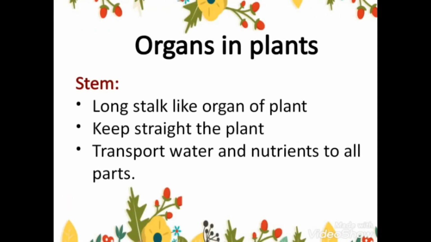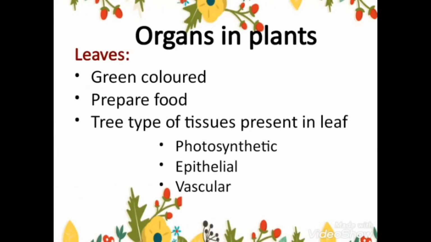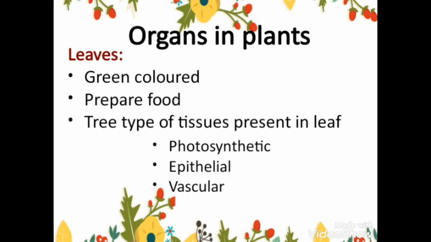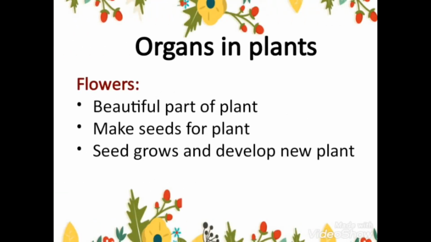Next is the stem. Stem is a long stalk-like organ of a plant which keeps it straight and transports water and nutrients to all parts of the plant. It is green in color and prepares food. Leaves are the green colored part of the plant that helps in preparing food. They prepare food and provide it to the whole plant. Leaves are mainly involved in making food. Leaves consist of photosynthetic epithelium and vascular tissues.